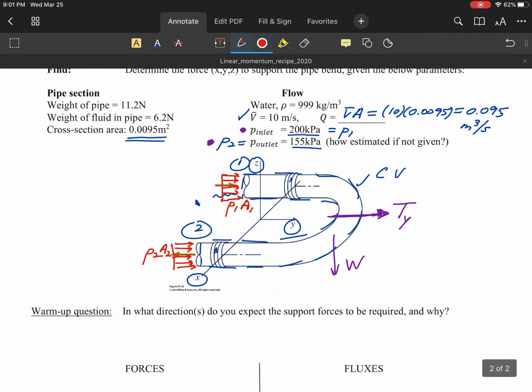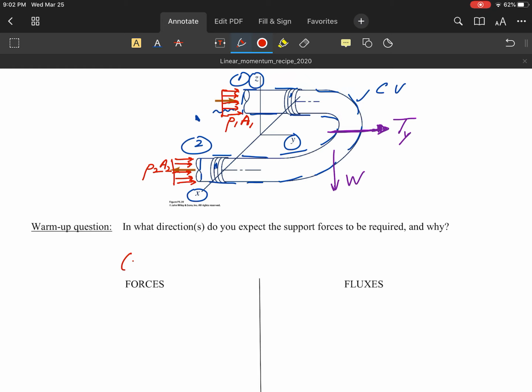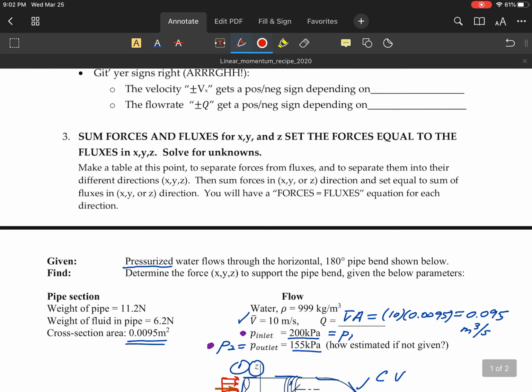So the sum of the forces for this problem, if we're doing this in the Y direction, I hope I didn't say X before. If we're doing this in the Y direction, the forces that we would add in: we have P1A1 in the positive Y. We have positive Ty because we've drawn it in the positive direction. And then we actually have positive P2A2 as the forces. And we're going to add down, that's why I'm writing them in a column. Okay? What else do we have?